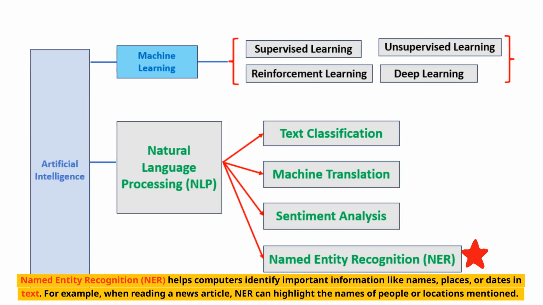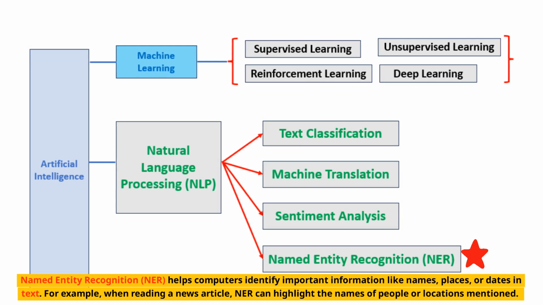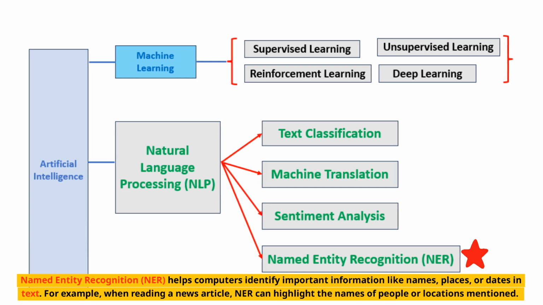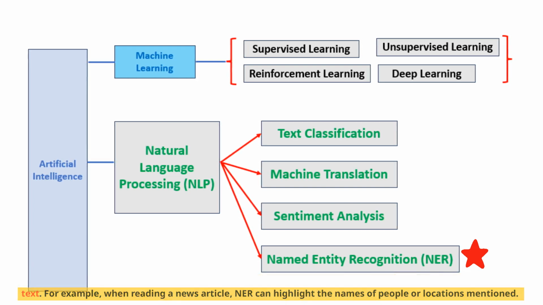Named Entity Recognition, NER, helps computers identify important information like names, places, or dates in text. For example, when reading a news article, NER can highlight the names of people or locations mentioned.